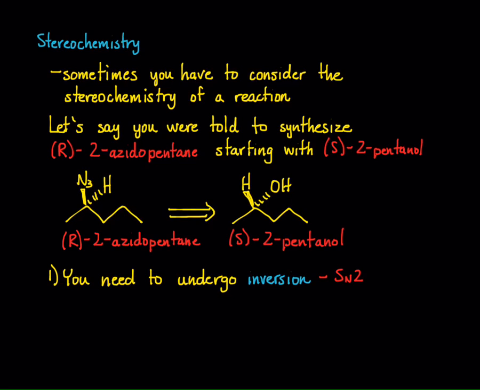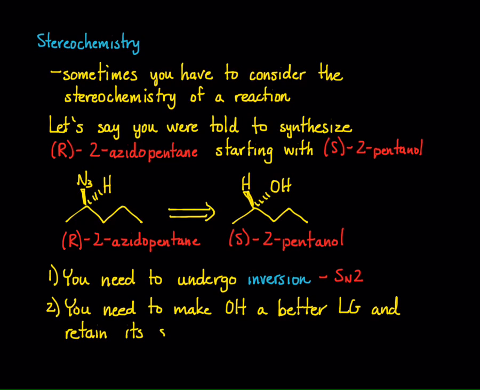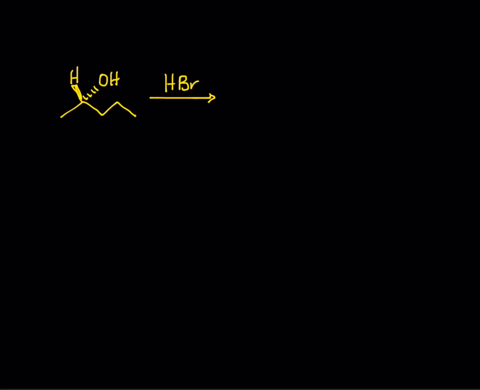The other thing, though, that I have to take a look at is the OH. Is an OH group a good leaving group? It certainly is not, so I need to make that OH a better leaving group. And in the process, if I want inversion of configuration, I actually have to retain the stereochemistry of that OH, so that when I go to do my substitution reaction, I can get inversion of configuration. These are some of the things that I have to take a look at. How do I make OH a better leaving group? Well, we've seen a couple of ways.